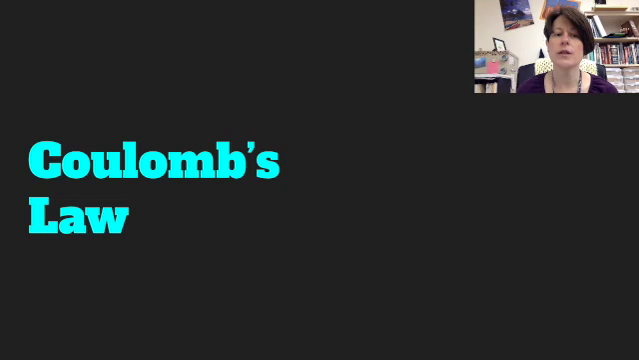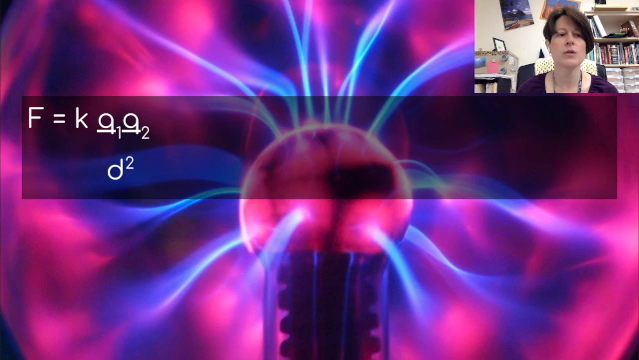Now let's take a look at Coulomb's law. Coulomb's law is force equals the electrical proportionality constant, represented by K, times Q1. Q stands for charge. Q1 times Q2. So charge 1 times charge 2 divided by distance squared. Now notice the formula is in the same form, it's just different variables, it's just different quantities, but it's written very much like the law of gravitation.